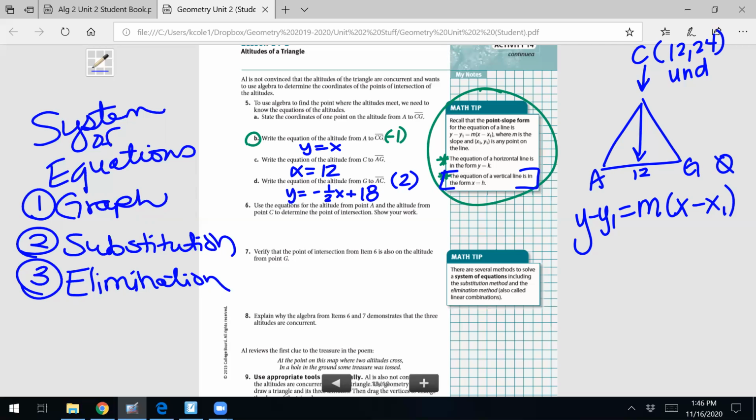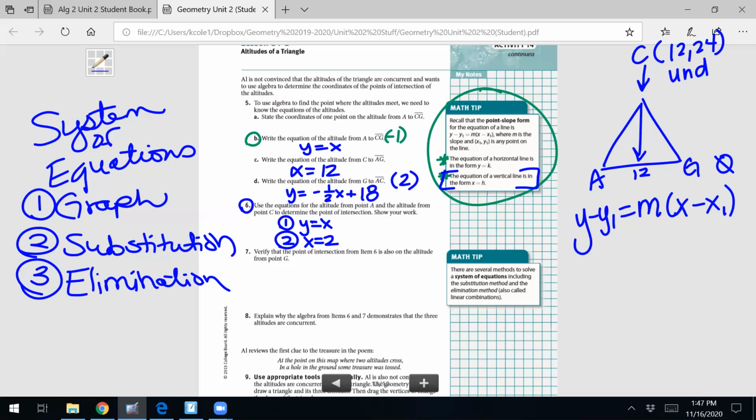So they've told you what they want you to do. On number 6, they say, use the equations from the altitude from point A and point C. So that's going to be B and C. So if we're looking at this as equation 1, and you're looking at this as equation 2, what method are you going to choose? Graphing, substitution, or elimination? You could use graphing if you wanted to. We're going to pretend that's not an option since we already did that. So out of substitution and elimination, which one's going to be the easiest? Definitely substitution, because you can't eliminate in this case because equation number 2 doesn't have a y. So there's no way for us to stack them up. So you have to use substitution.